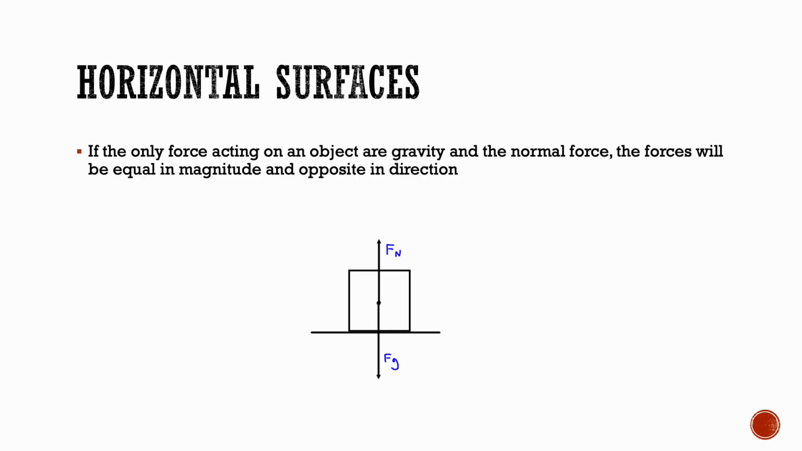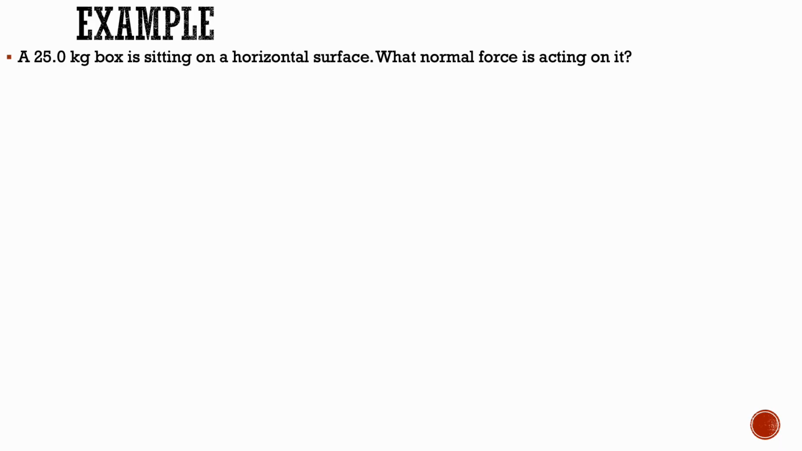So, a quick diagram of this. If we have this box sitting on a flat surface, we have a force of gravity going downwards, and going in the opposite direction with an equal magnitude, we have our force normal. So let's look at an example. We have a 25 kilogram box sitting on a horizontal surface, and we want to know what normal force is acting on it.